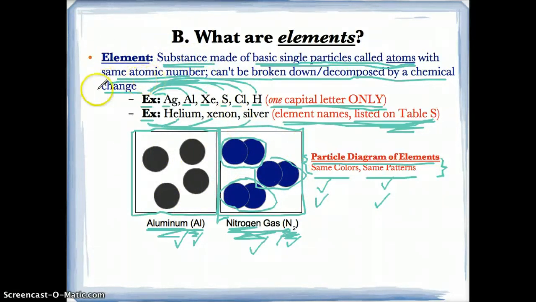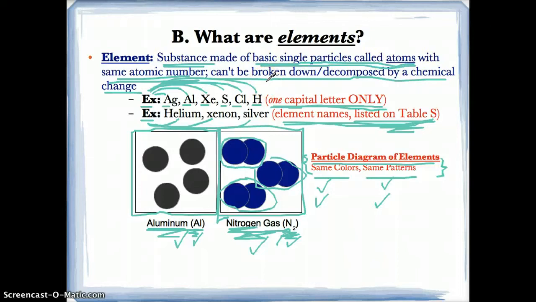Just to review really quick, elements are substances made up of single basic particles called atoms with the same atomic number. So elements are the simplest kind of substance, and therefore the simplest kind of matter you can have anywhere in the universe. And they're made up of these basic single particles called atoms. If the atoms have the same atomic number, then they're the same element. And since elements are the simplest kind of matter you can have in the universe, they cannot be broken down or decomposed by a chemical change.